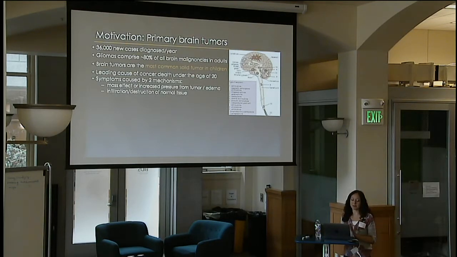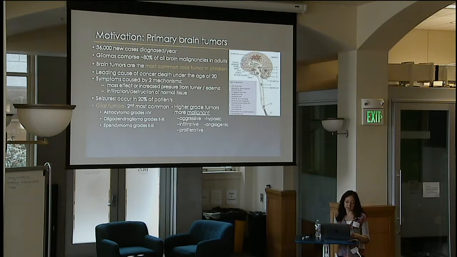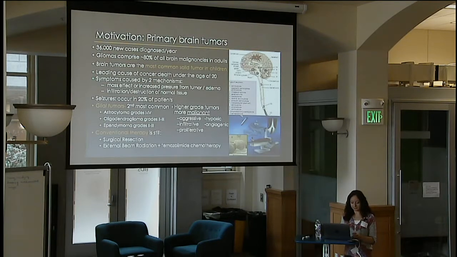Symptoms are usually caused by one of two mechanisms, either a mass effect or increased pressure from the tumor itself, or infiltration and destruction of normal tissue. Seizures also occur in 20% of these patients. There are various types and grades of glial tumors, which are the second most common. And the higher grades of these tumors are more malignant, meaning they are more aggressive, infiltrative, proliferative, hypoxic, and angiogenic. So this means we need to find markers that can identify these characteristics.